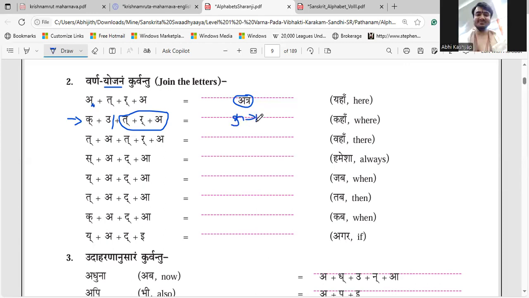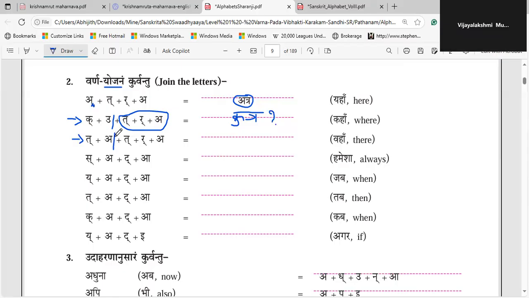Kutra is the question. Whenever they say kutra, the question means where. So the answer for that is atra, which means here. Now we will try the third one also, which is also an answer for it. Shall I try? Yeah, go ahead. Tatra.